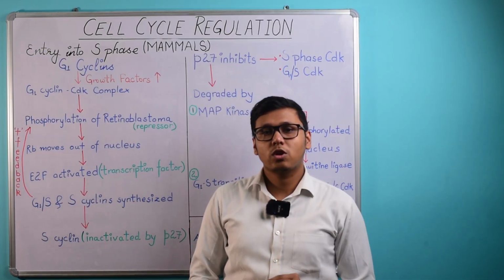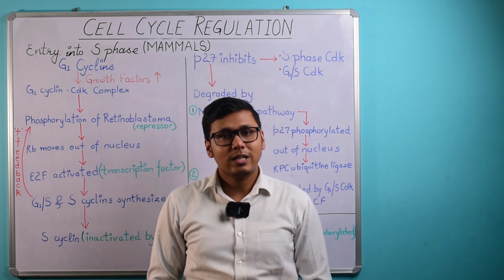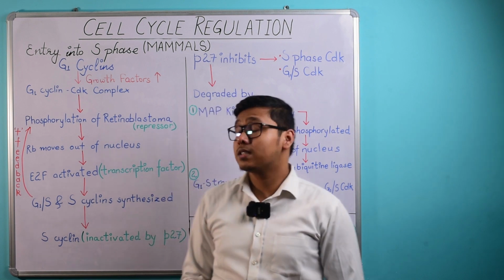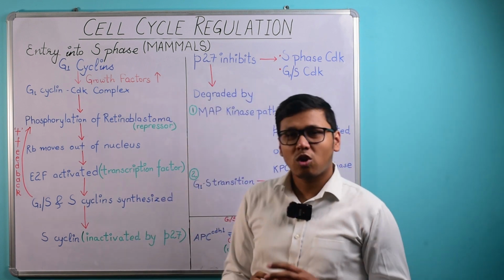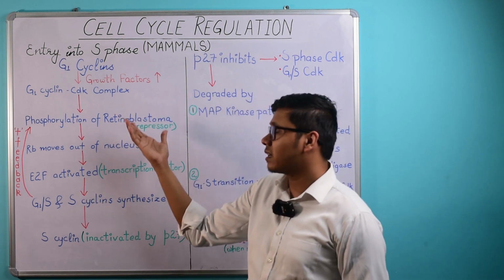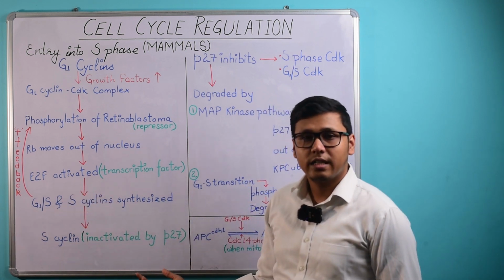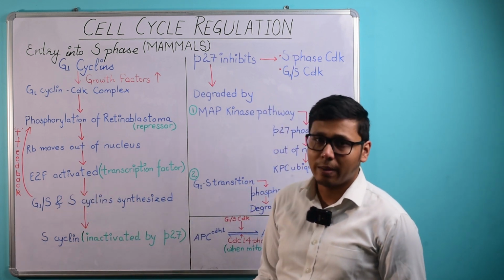So after we saw the entry of the cell into the S phase in case of yeast, now let's see the entry of the cell into the S phase in case of mammals. Almost all the steps are similar, but what's different is the names of cyclins, the repressors, the transcription factors, and also the CKI, which is p27 in case of mammals.